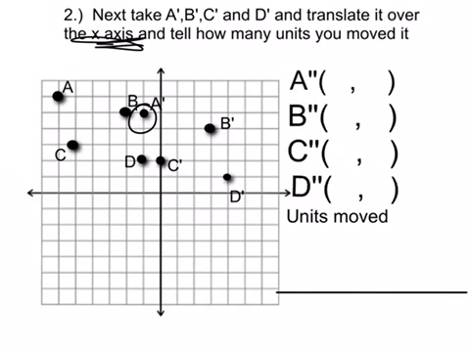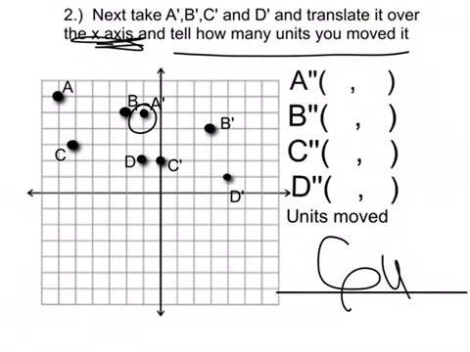So let's see if that works for every other prime on here. So B prime, 1, 2, 3, 4, 5, 6. That goes over the x-axis. D prime, 1, 2, 3, 4, 5, 6. That goes over the x-axis, and it goes over for C also. So now that it tells us to say how many units you moved it, we moved it 6 units, and now we're going to graph it onto our graph.